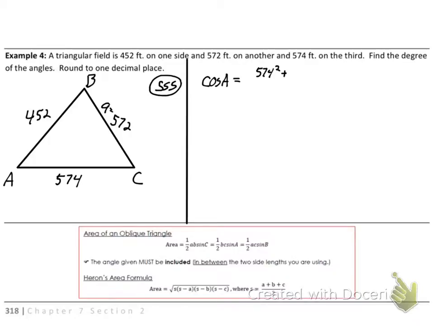We add the other side that's not A, which is 452, square it. And then we subtract A squared, which is going to be 572 squared. And that's all going to be over 2 times the two sides that aren't A. So that's going to be 452. And maybe I should put it in the same order as on top. So let's do 574 times 452.